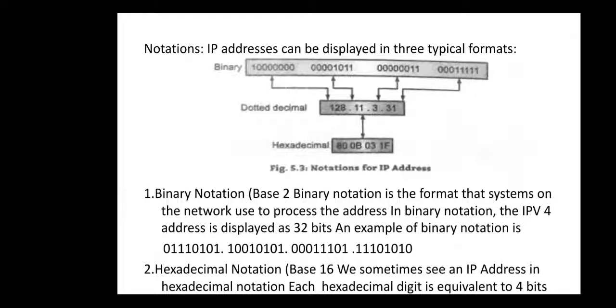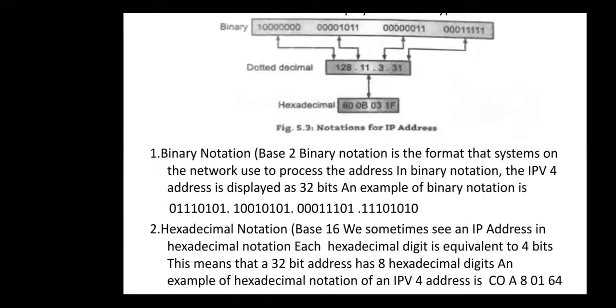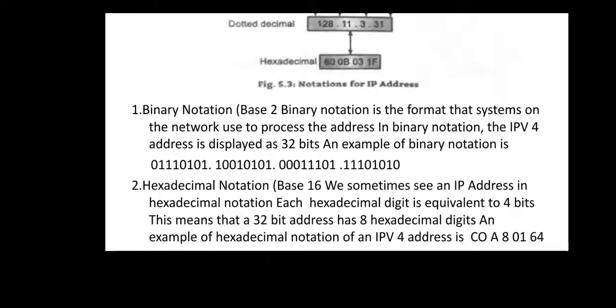That is 2 raised to 0 is 1, 2 raised to 1 is 2, 2 raised to 2, 2 raised to 3. 8 plus 2 is 10, plus 1 is 11. 11 means, starting from 10, 10 is A and 11 is B, so 0B. Okay, that is the conversion of binary to hexadecimal.